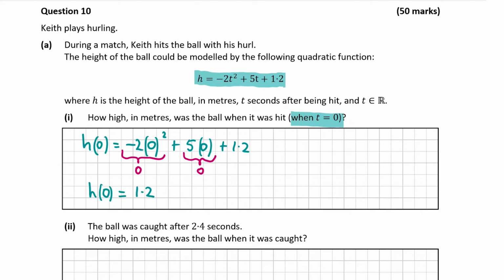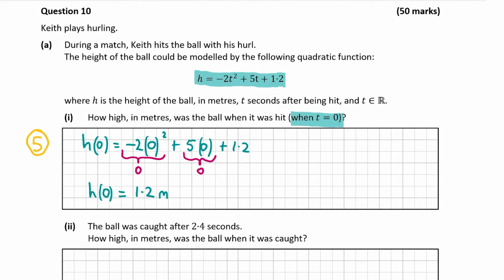So when t is equal to 0, the height of the ball is equal to 1.2 meters. So that means the height of the ball 0 seconds after being hit is 1.2 meters. So in other words, the ball was 1.2 meters when it was hit. So basically when Keith was holding the ball in his hand, when he hit it, it was 1.2 meters above the ground. So that's A part 1, which was worth 5 marks.